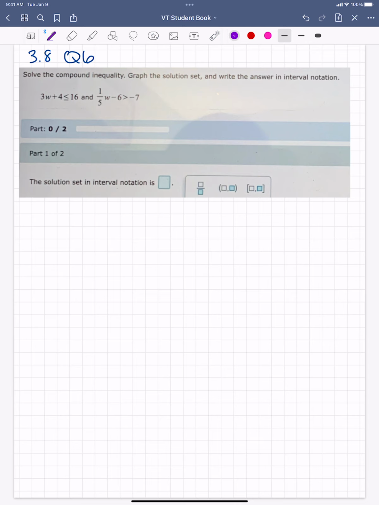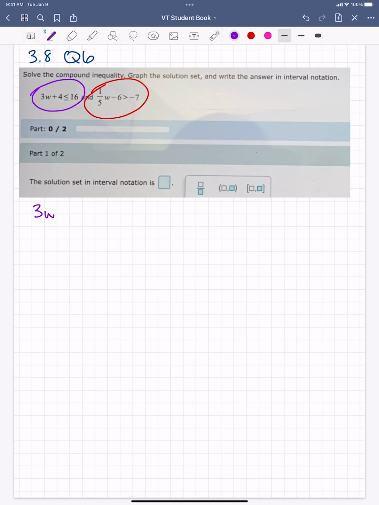Okay, this is section 3.8, question 6, some more compound inequalities, and this one is asking us to graph the solution set and write the answer in interval notation. So essentially, compound inequalities just means that we have these two different sets here. I'm going to say purple and red. So all we're going to do is solve them individually.